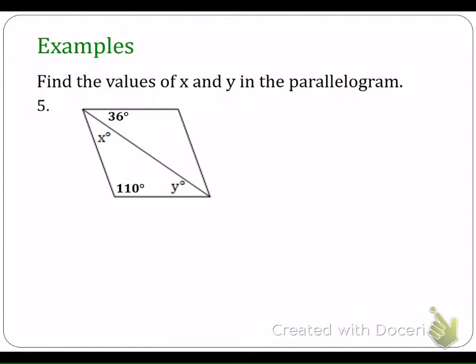All right. Here's a tricky one. Any ideas where we could start? At the X. How? Because the X and the 36, it's the same height. And it's the same thing, the 36 and the X. Don't you add 36 and 110 to get 180?